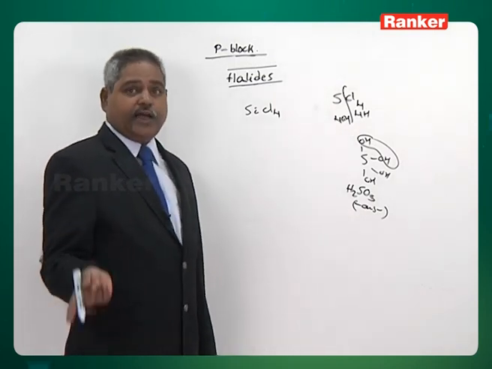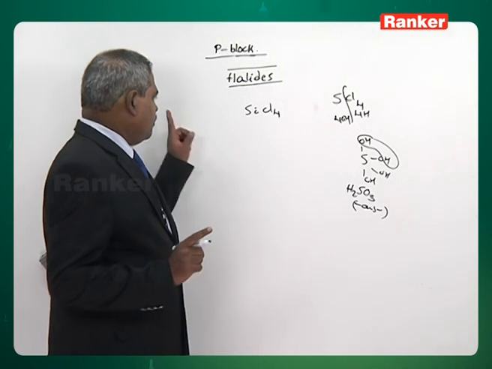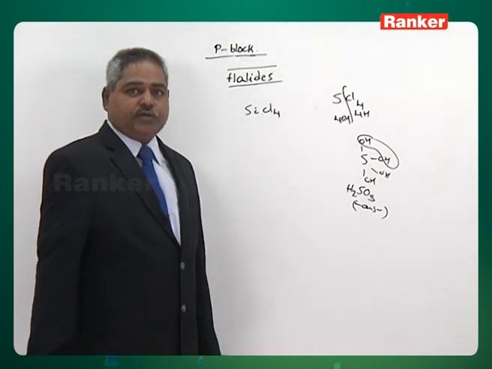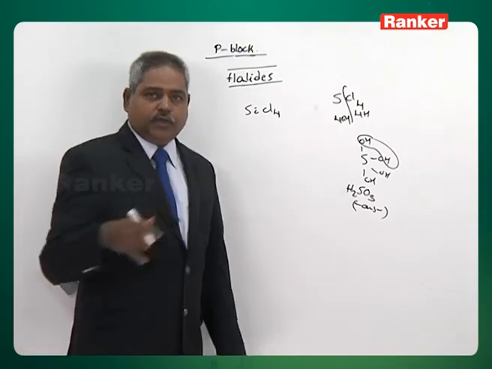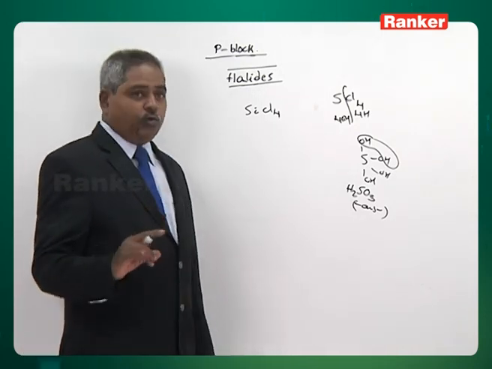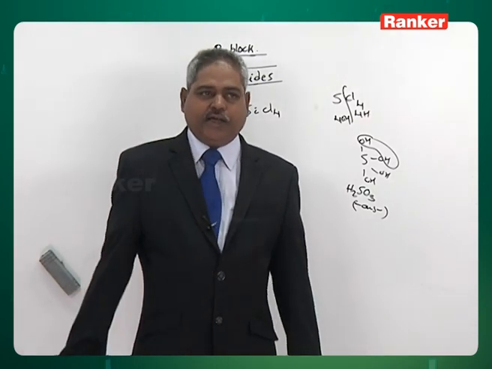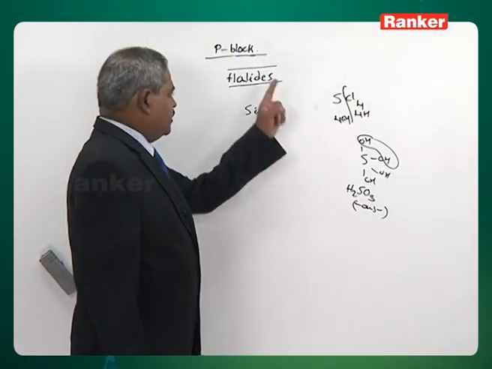So, you have halides starting from the third group: boron, silicon, nitrogen, phosphorus, sulfur. In every group, if you discuss group 16, group 17, group 15 separately, you have to study this reaction.